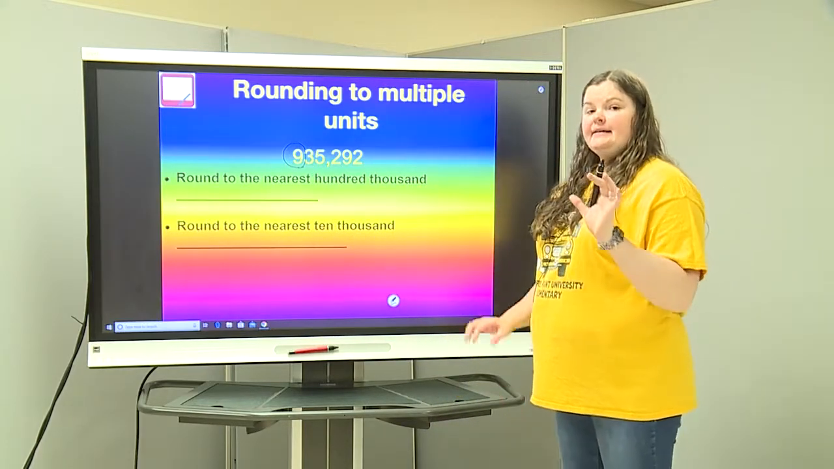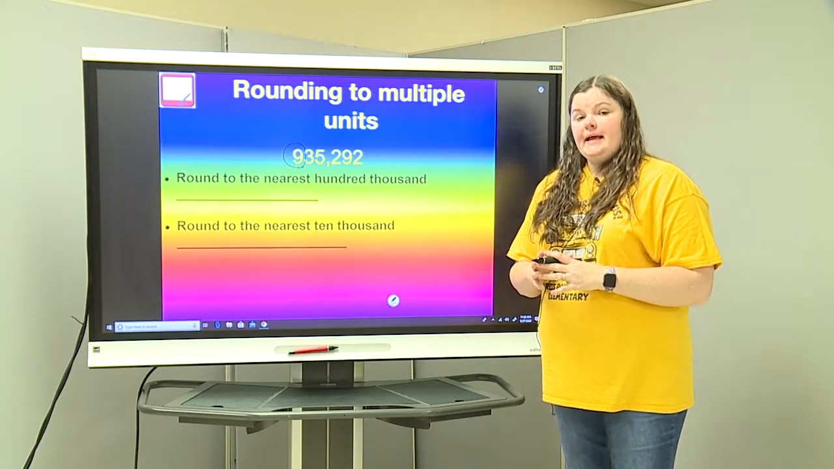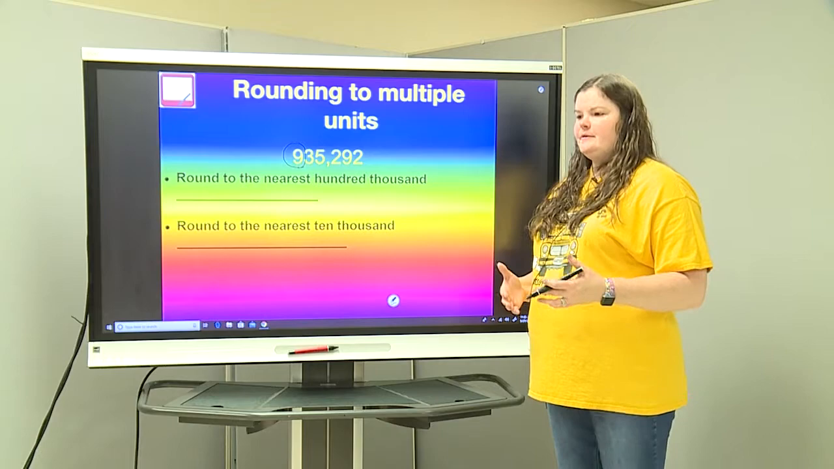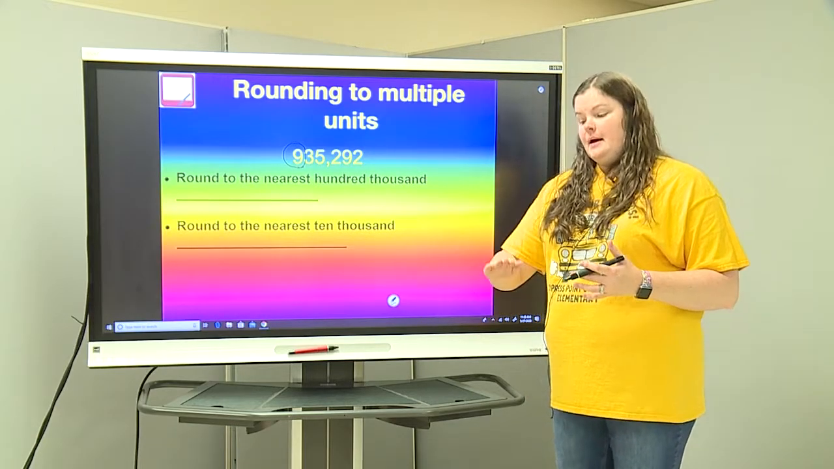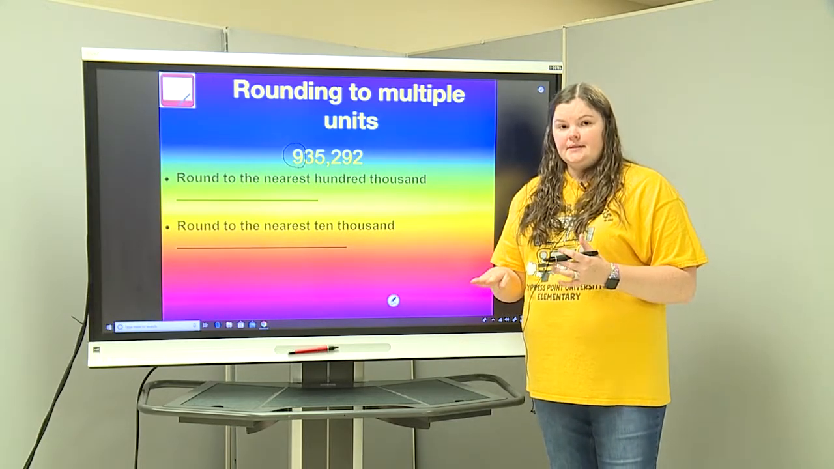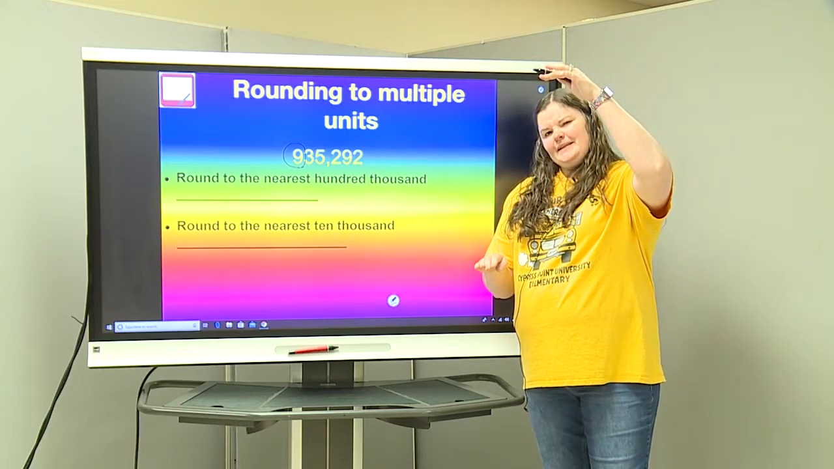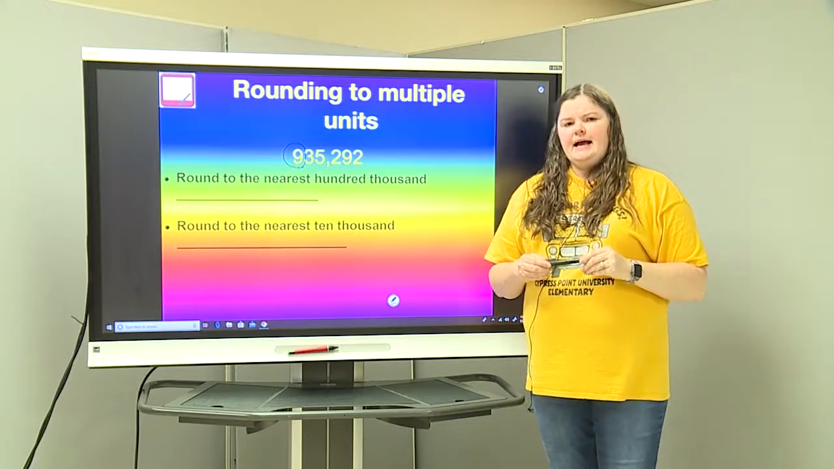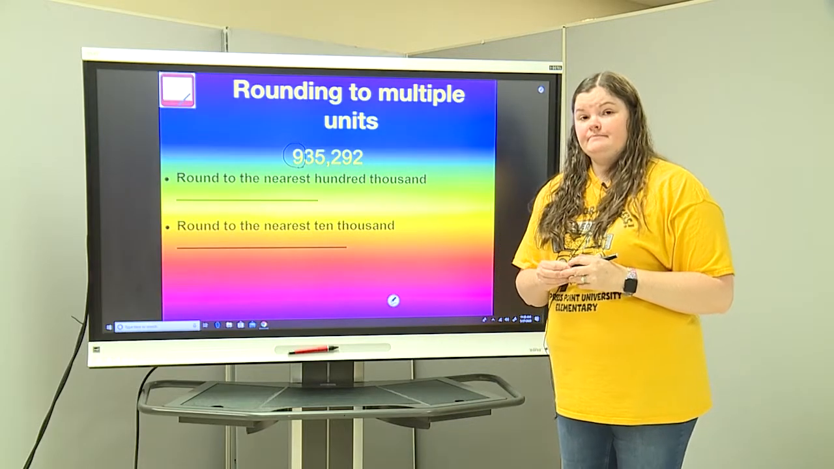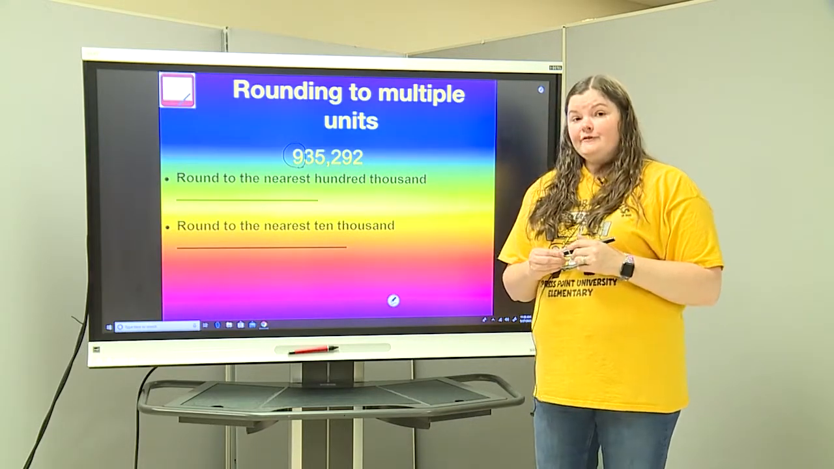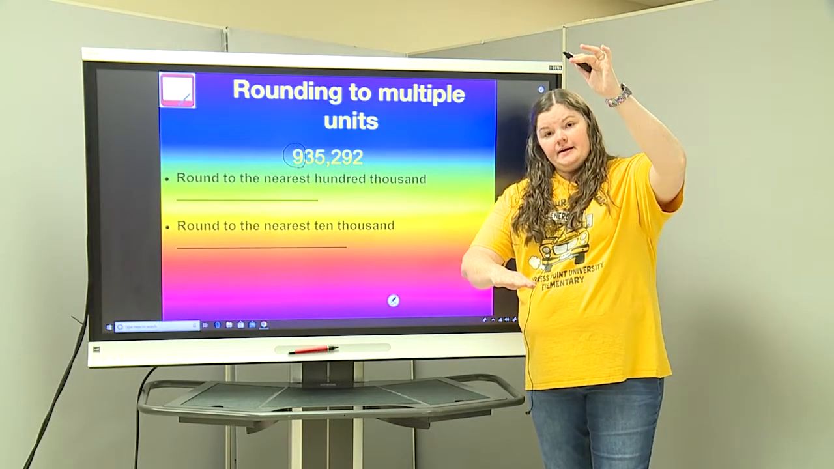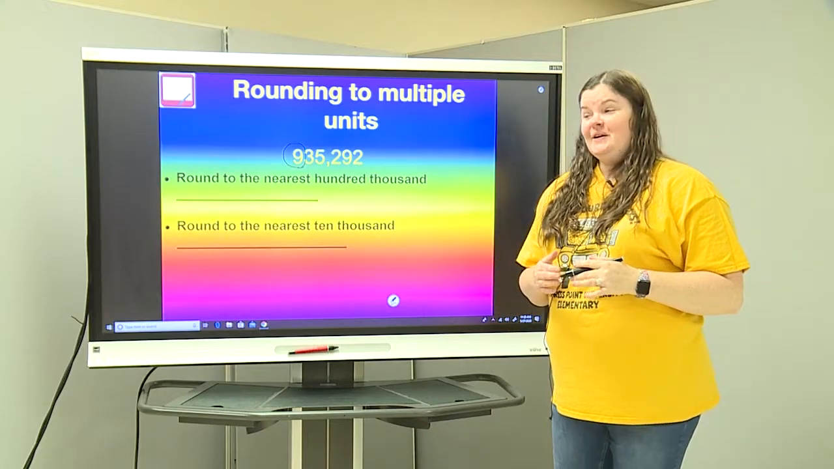I've got 900,000. So again, let's visualize and think about that vertical number line, or what it would look like. So if I'm going to round to the nearest 100,000, my bottom would be 900,000. Do you know what the top would be? Think about that just a second. What do you think would come after that 900,000? After that would be 1 million. So I would have 900,000 on the bottom, 1 million on the top.